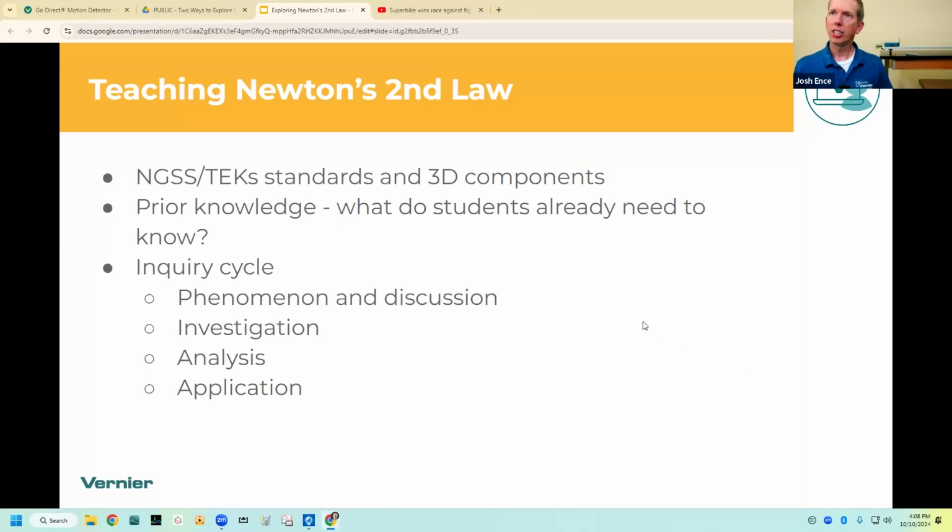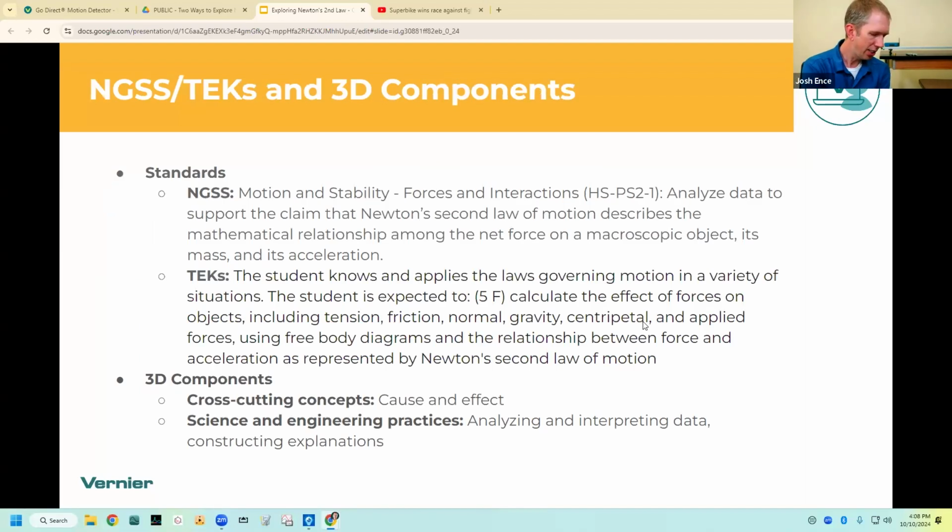The Next Generation Science Standards and the Texas standards all address Newton's second law. It's one of these core ideas, so it's not surprising that it's in there. I've been learning more about the NGSS recently, and I've been surprised by how little it talks about kinematics, but how much it does talk about things like Newton's laws of motion and the conservation laws.